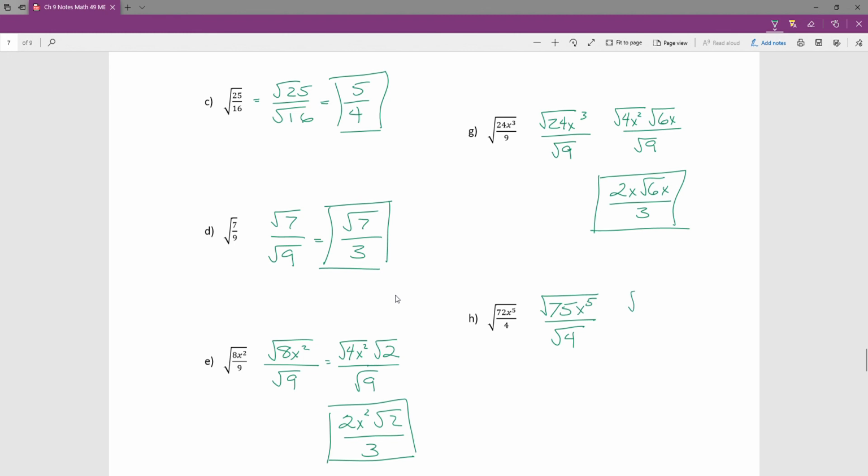And so I would break up the top into 25x to the fourth and square root of 3. That's a 3. 3x. And on the bottom, still the square root of 4. So now taking the square root, we can take the square root of 25x to the fourth and get 5x squared. Can't do much with the 3x, so I leave it under the radical sign, and I can take the square root of 4.